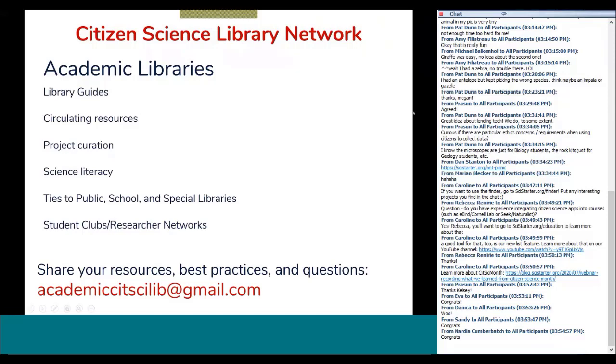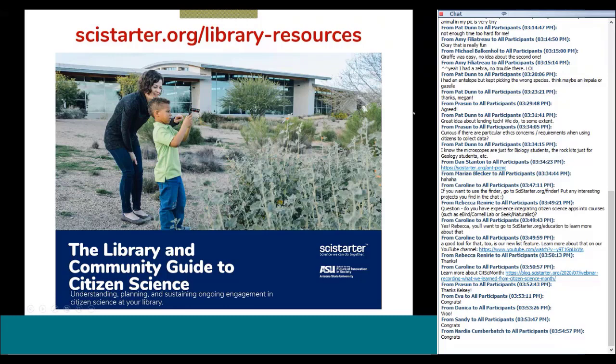Next slide, please. So one of the big things that came out of our work with public libraries was we initially created a librarian's guide to citizen science, geared towards public libraries, which shared some resources and best practices. Then people got more interested in it, and so we expanded it to a community guide, because there are community groups that are interested in citizen science.